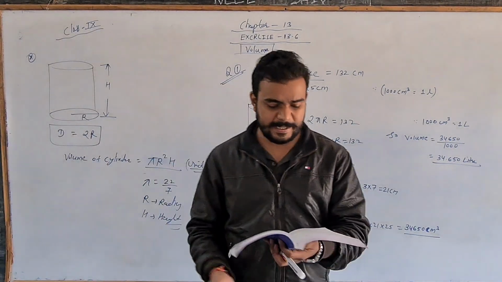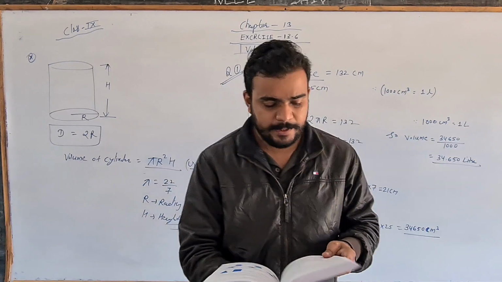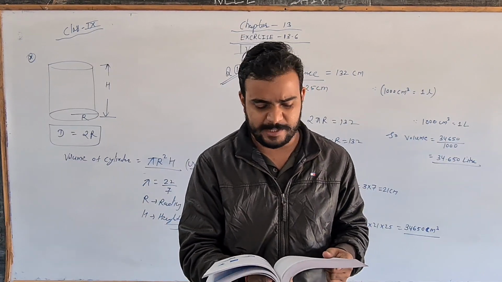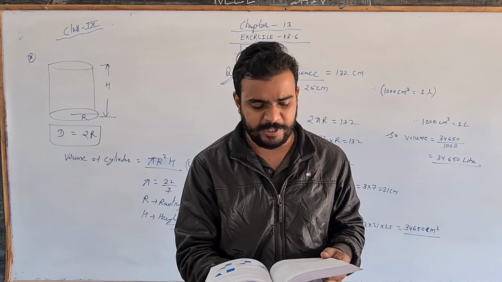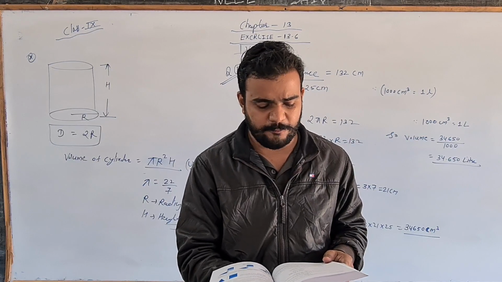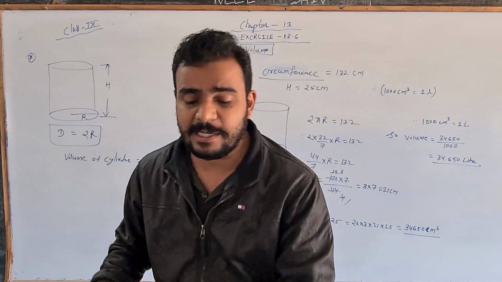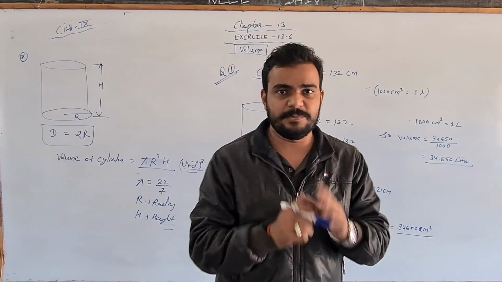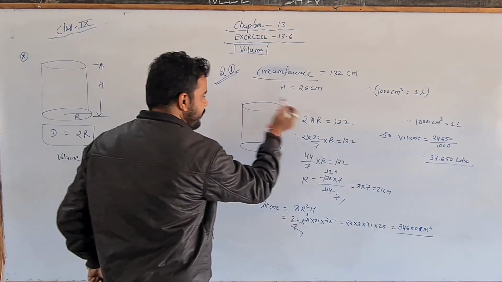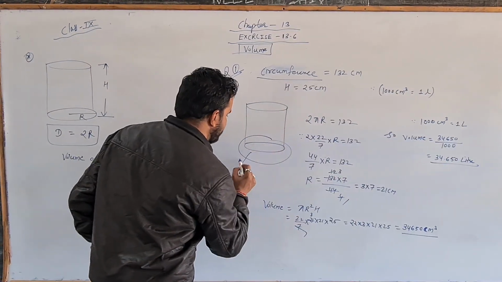The next question, number one, is like this. The circumference of the base of a cylindrical vessel is 132 cm and the height is 25 cm. How many liters of water can it hold? It means the circumference of the base of a cylinder is given. The cylinder will be like this, and this is the base of the cylinder.